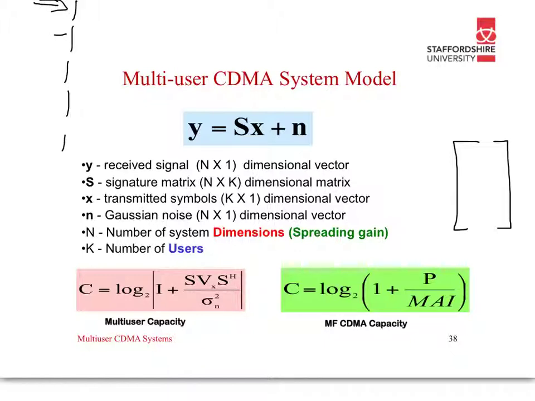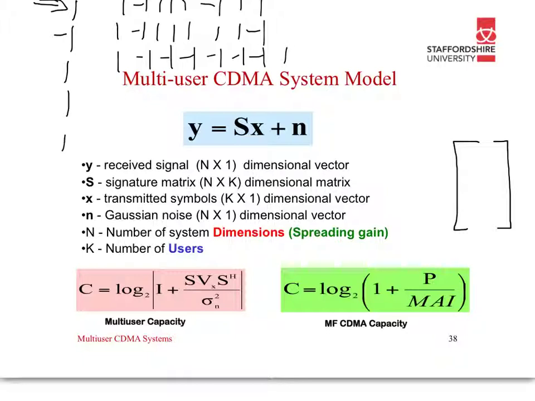X is a K by 1 matrix or a dimensional vector. And S is the signature matrix, which is N by K. N is the spreading gain, and K is the number of users.